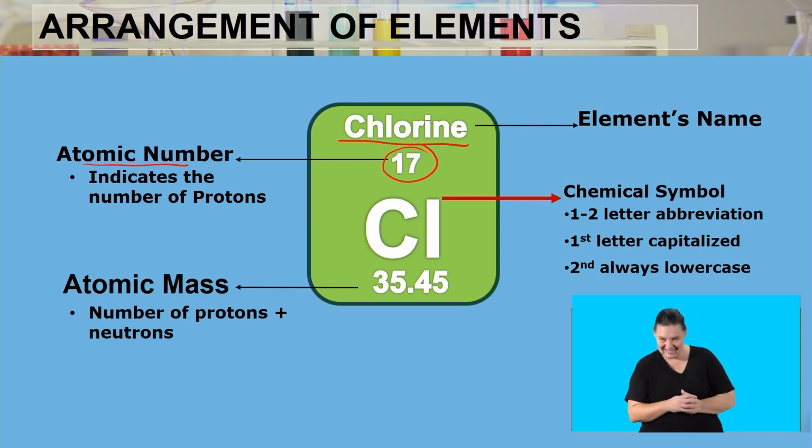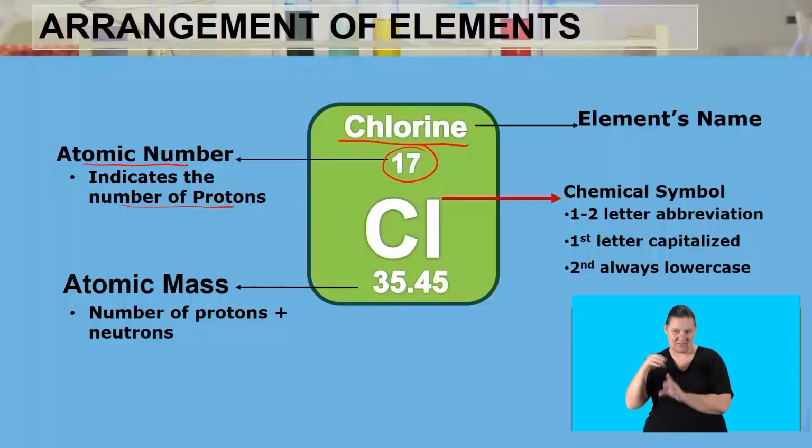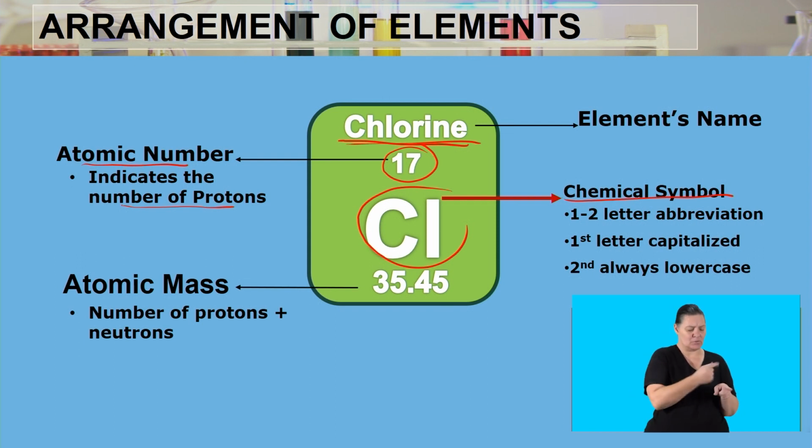And then the atomic number indicates the number of protons that each and every one of those elements has. As we have seen, magnesium had 12 protons, but our chlorine here has 17 protons. And then you also have the chemical symbol, which is the abbreviation of the element's name. However, it's abbreviated differently, as we have said.